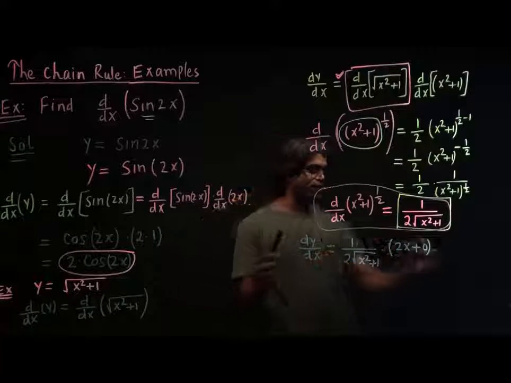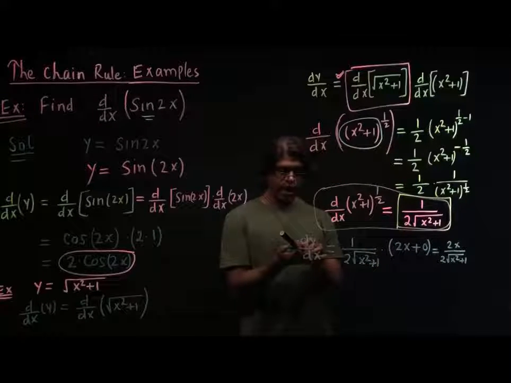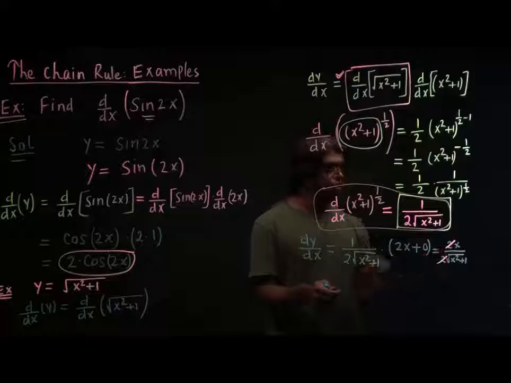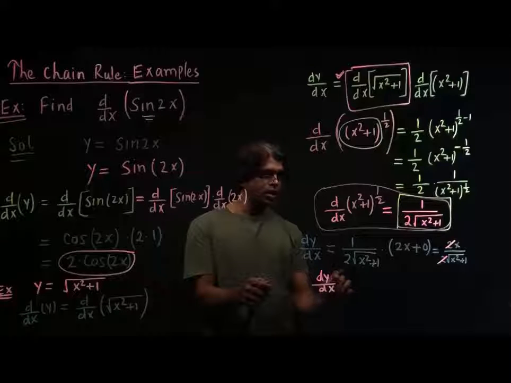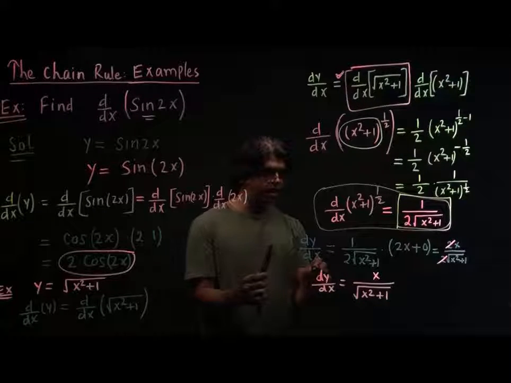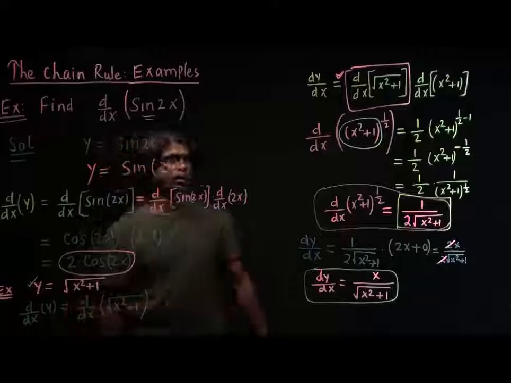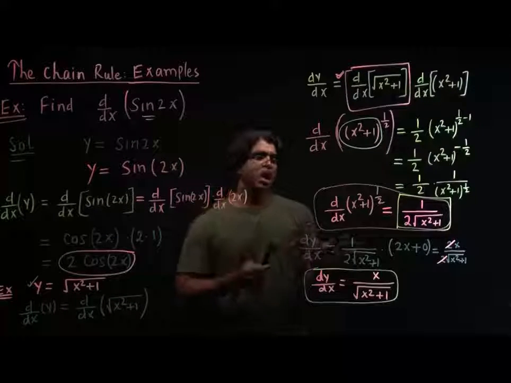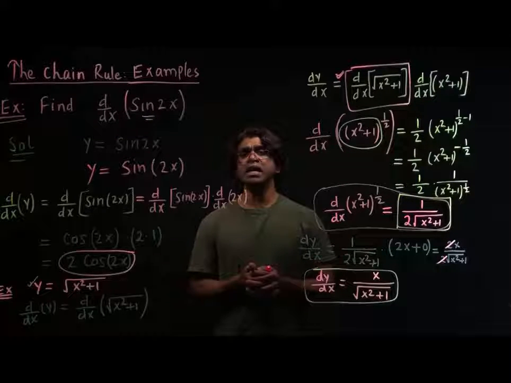So if I simplify further, I will write this as 2x over 2 times the square root of x squared plus 1. Now, as you can see, I can cross this 2 out, and if I do that, I will write dy/dx is equal to x over the square root of x squared plus 1. And this is basically my differentiation for this given function right here, right? So as you can see, this is how we can use the chain rule to find the derivative of any given composite function.